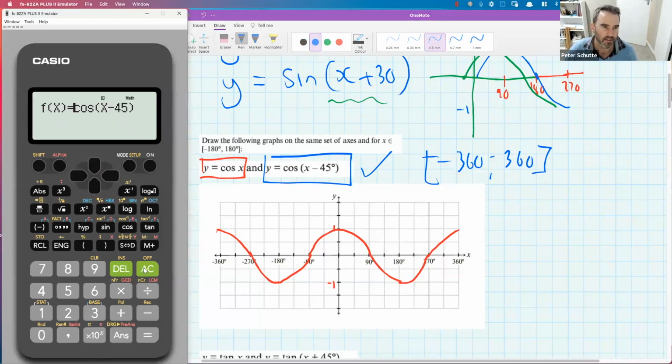So let's say we go back and we go minus 360 to plus 360. I want to try and get a clearer idea of what the path of this graph looks like. What do you think might work as a step size if I don't use 90? Because 90 was feeling a bit messy.